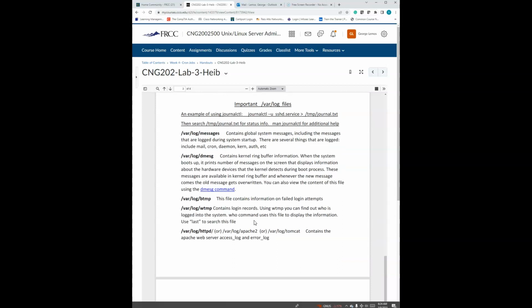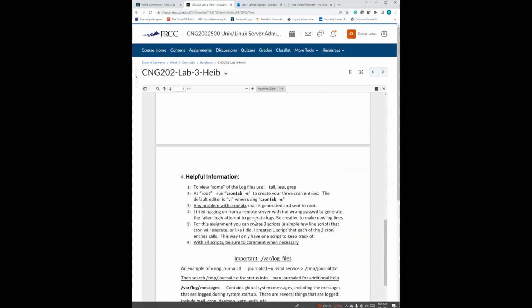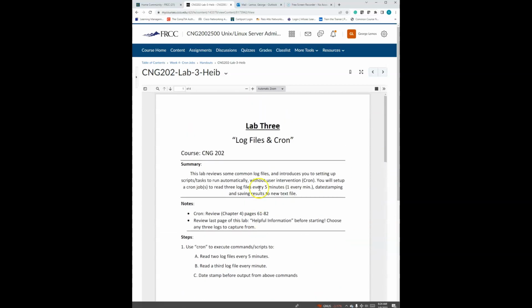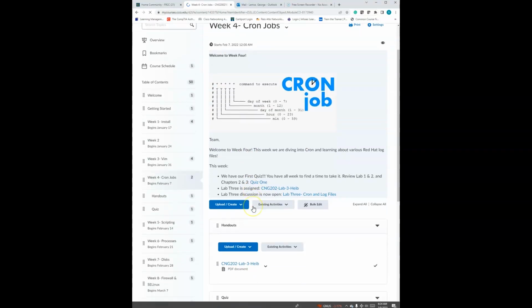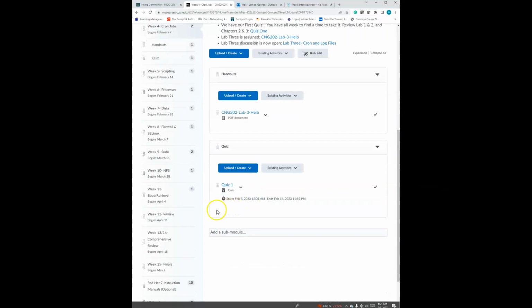David also put in here some various log files that you can look to. And these aren't the only ones you have to limit yourself to. There are other logs that you can definitely take a look at and make sure that you output day of the week, the month, day of the month, hour, and minute also, to get full credit for this.